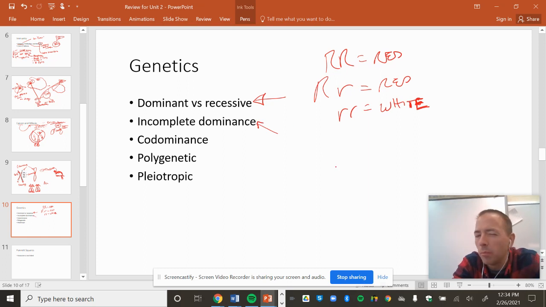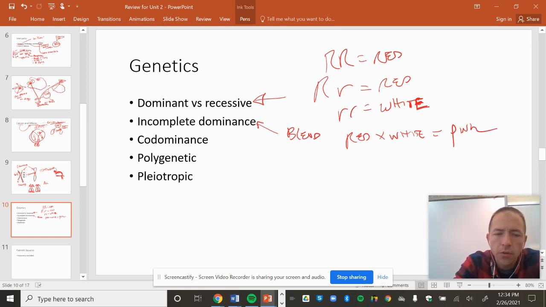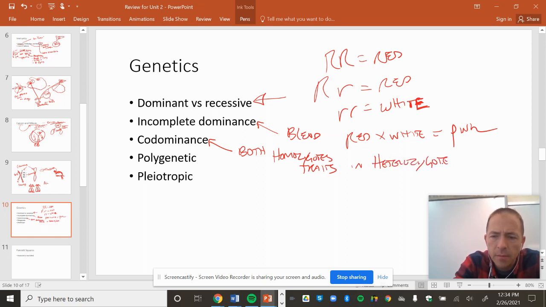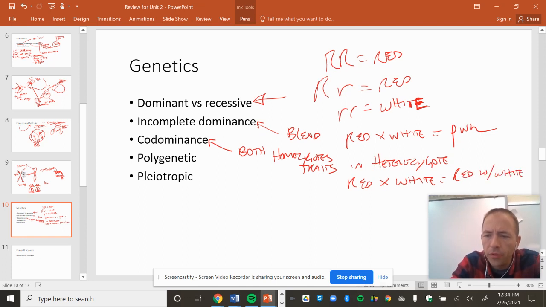Whereas incomplete dominance is kind of like a blending situation. So if you had both kinds of alleles, you end up getting a blend between the two. So if you had a red flower crossed with a white flower in our example of flowers here, you would end up getting a pink. That would be an incomplete dominance sort of situation. Whereas codominance, we see both of the homozygotes' traits in the heterozygote. What do I mean by saying that? I mean that if you crossed a red with a white, you would end up getting a flower that is red with white spots. Right? You're seeing both of the homozygous individuals' phenotypes in the heterozygous individual. If that makes sense, right?